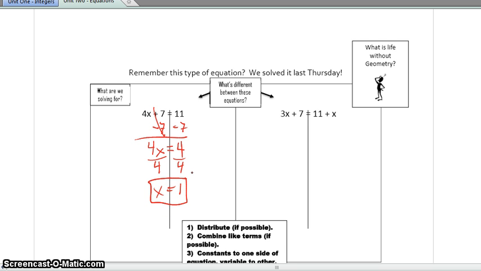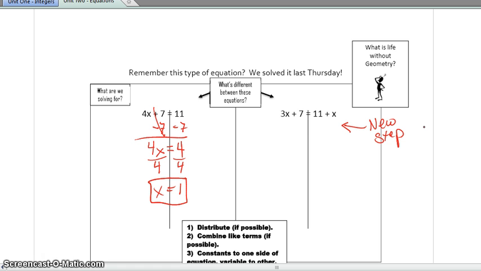I'm going to say that this equation on the right, 3x plus 7 equals 11 plus x, is very similar. There's going to be one new step, and the first step is going to be the new step. I want you to think about getting the variables to one side of the equation and the numbers, or the constants, to the other. It doesn't matter which side. The x's to one side and the numbers to the other.